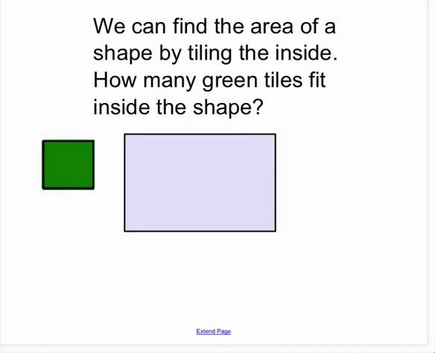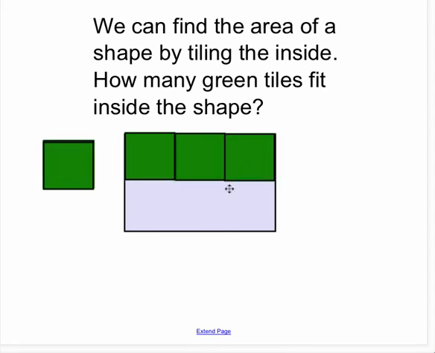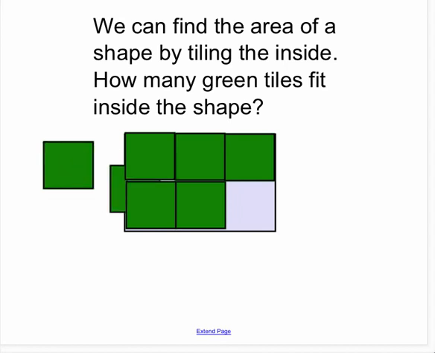Okay, we're going to switch our focus now from perimeter over to area. Area is the space inside of a shape. We can find the area of a shape by tiling the inside. How many green tiles fit inside the shape? We're going to count them. And when we tile a shape, we want the tiles to be very close to each other. We don't want to leave any gaps or spaces. So there's 2 tiles, 3 tiles, 4 tiles, 5 tiles, and 6 tiles.